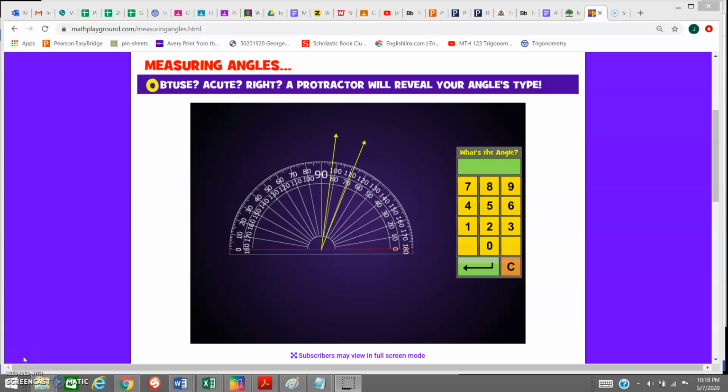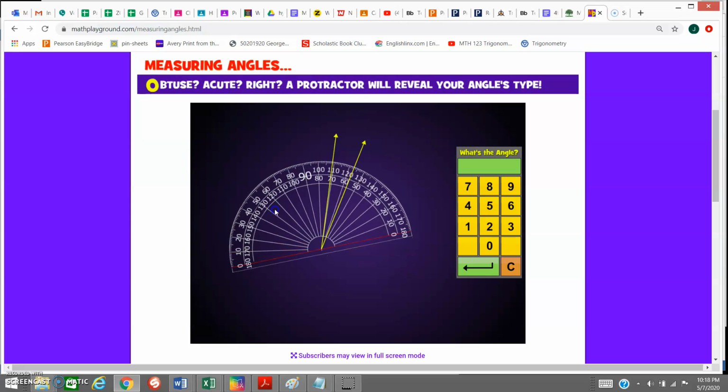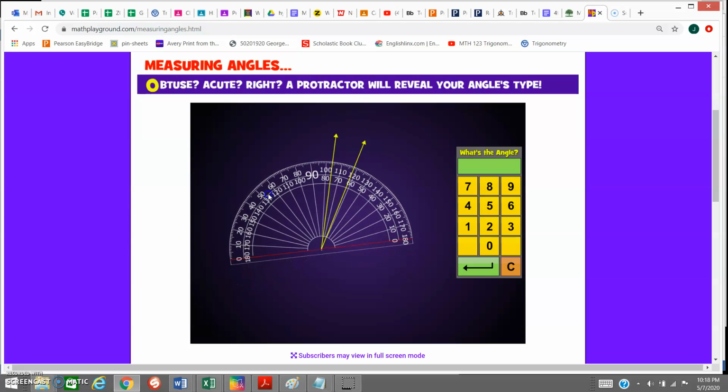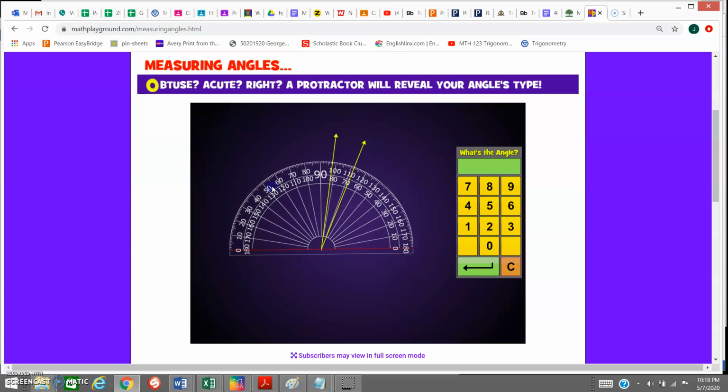Hey, today we're going to be measuring angles, and there are a couple things that we're looking at. This thing, and move it around. This is a protractor, and these numbers will help you measure the angle. And as you can see, it can go two different ways.